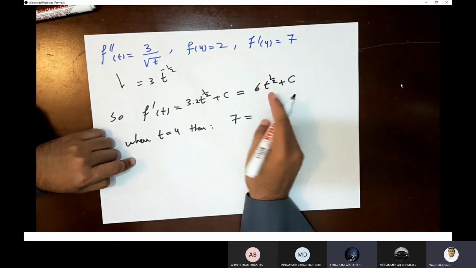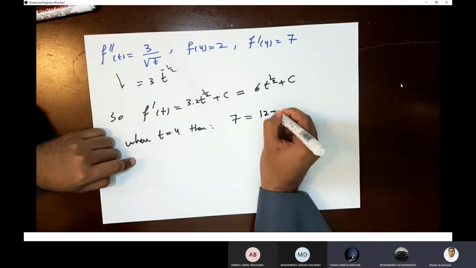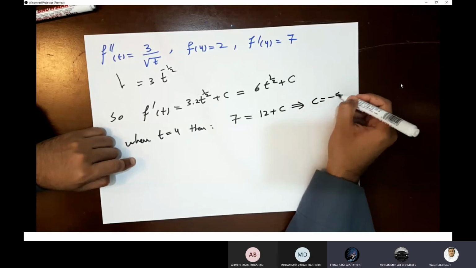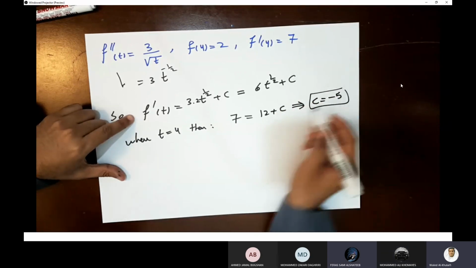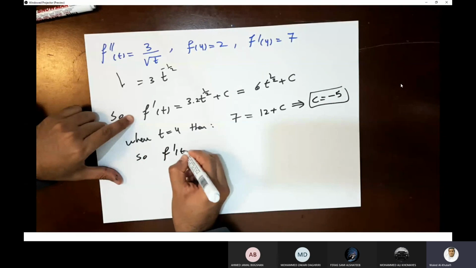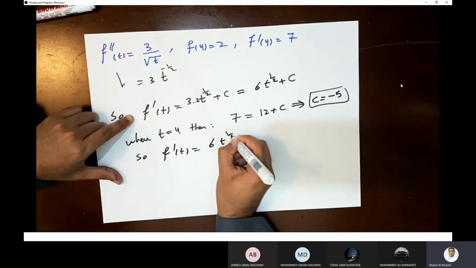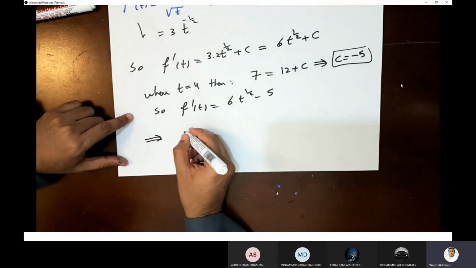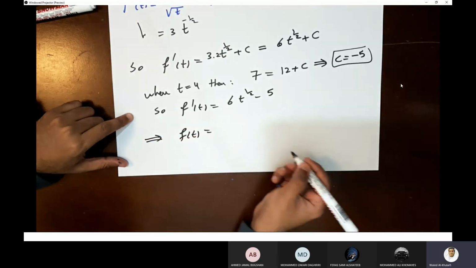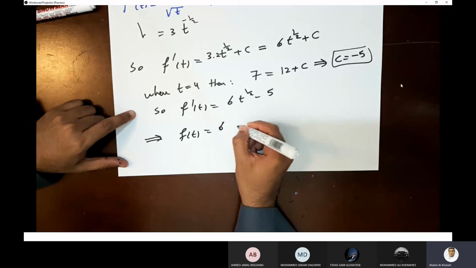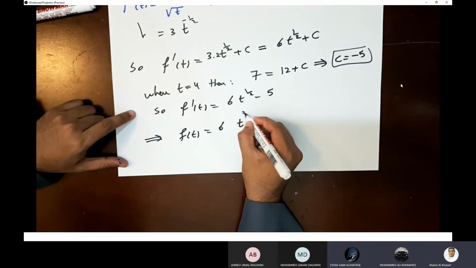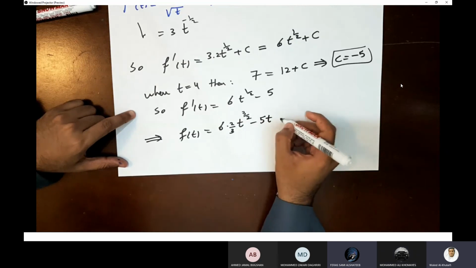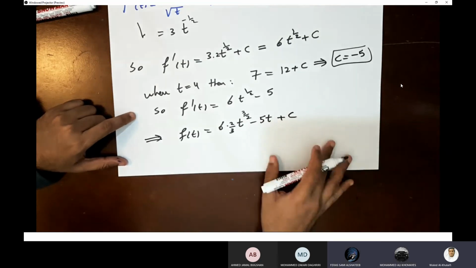So when you substitute 4 here, Shabab, you get what? 12 plus c. So this implies that c equals minus 5. Very good. So f prime of t is equal to 6t to the power half minus 5. Fine. Now when I take the antiderivative again, this will be 6 times t to the power 3 over 2, times 2 over 3, minus 5t plus c.